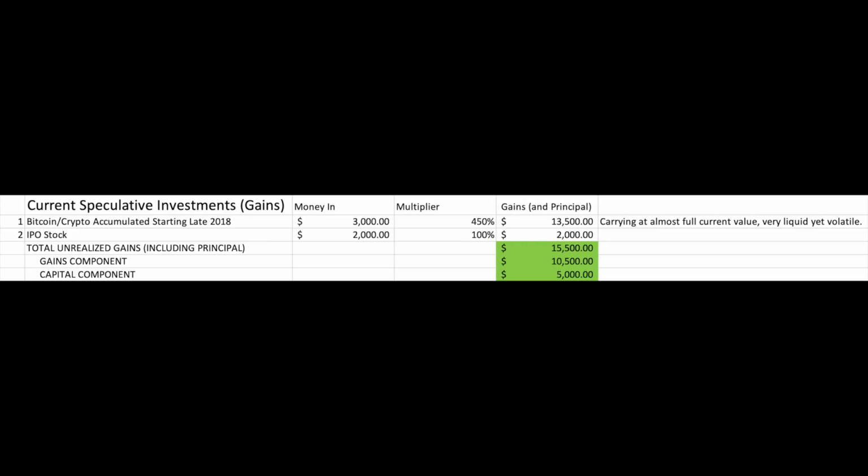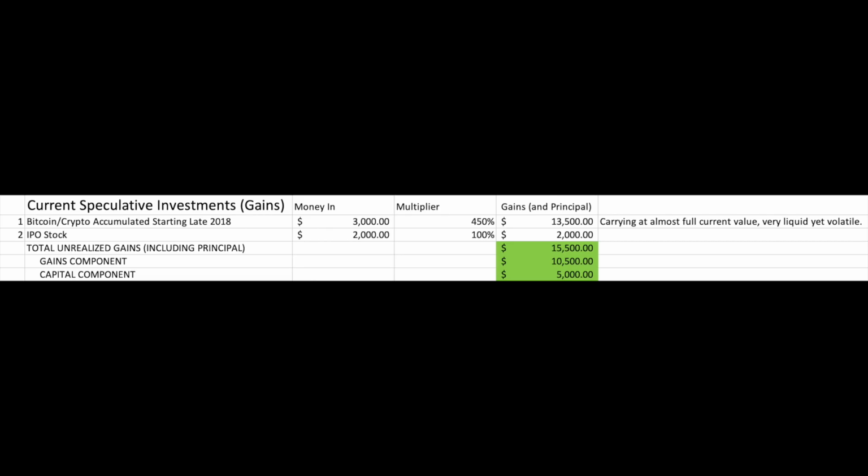But also in the gains, I just have, hypothetically, another IPO stock. I put some more money into IPO stocks, and for this one, some principal is tied up, but there's been no loss. It's just at no gain in this table. Actually, if it were a loss, it would be in the last table, but there's no gain. It's just carried at the value I put into it because it hasn't gone anywhere. And so in this final table of current speculative investments on the gains, you can see there's a gains component and there's a capital component. So I have $5,000 of capital tied up, and I have $10,500 in unrealized gains.